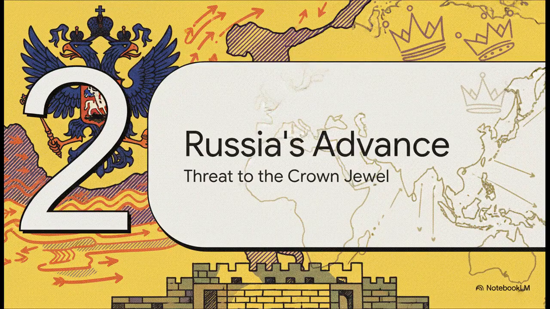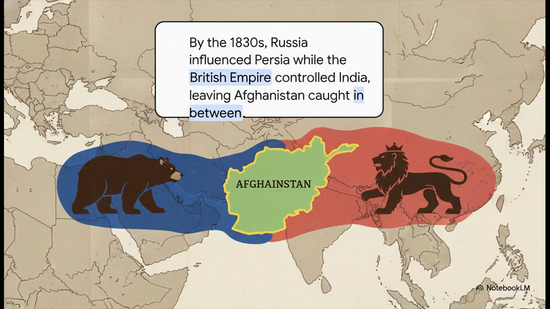So, with that rivalry in mind, let's look at how Russia's relentless push to the east started to set off some serious alarm bells for the British. It was becoming a direct threat to their most prized possession. Just take a look at the map here. You can see the problem right away, can't you? There's Afghanistan, smack in the middle. It was the critical buffer state, basically the last major piece of land, separating these two giant, expanding powers.